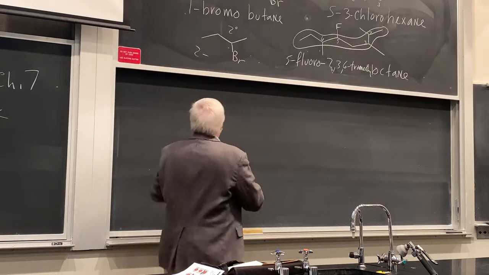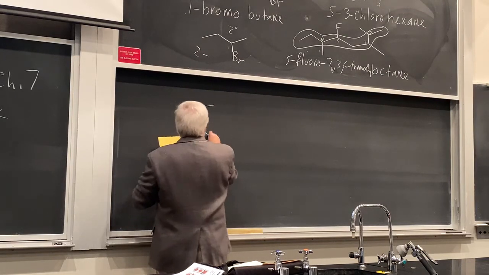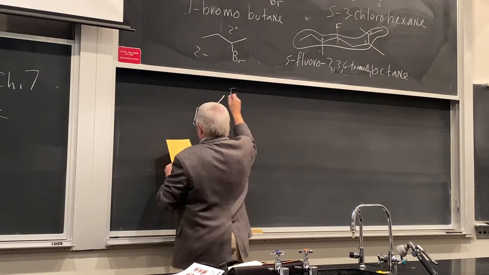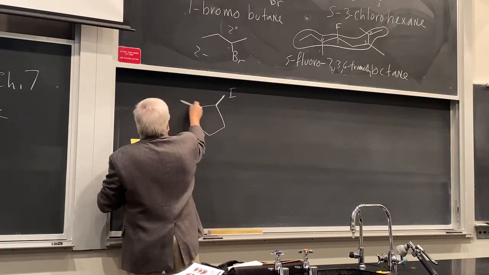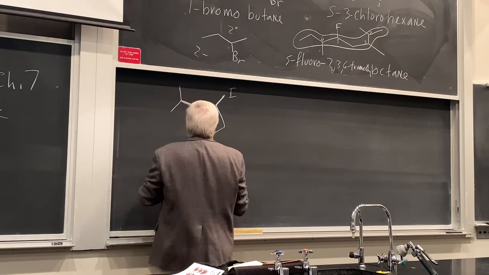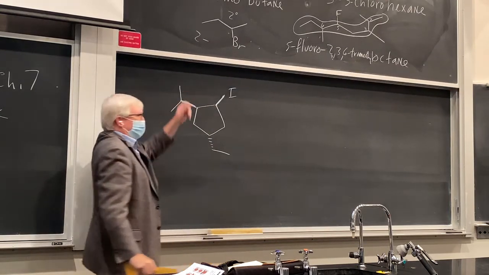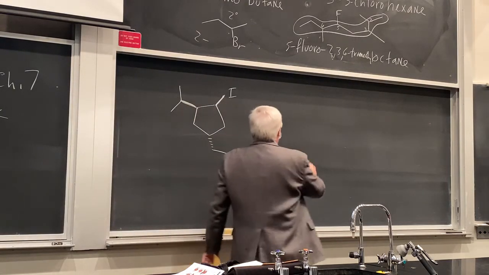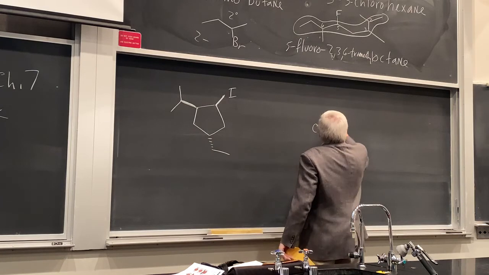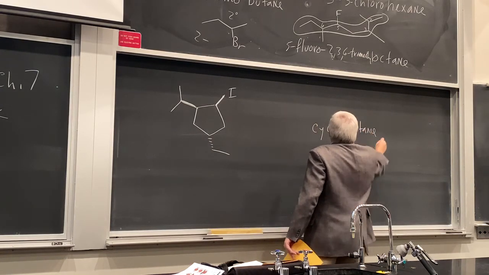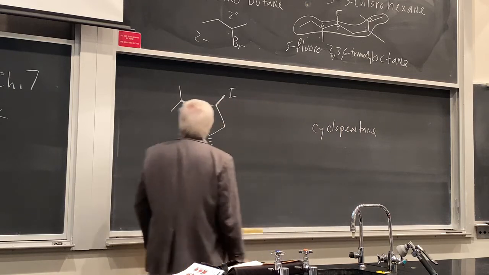Maybe just one more for the fun of it here. How about a cyclic one? And let's have some stereochemistry here. We've got a cyclopentane. We can at least see that part of it. We've got an ethyl, and then iodo. So just start with the parent, right? Cyclopentane. And we don't need to circle that, but numbering now.